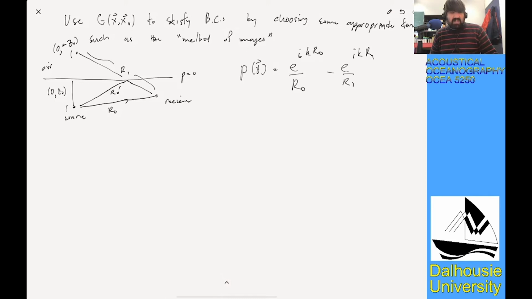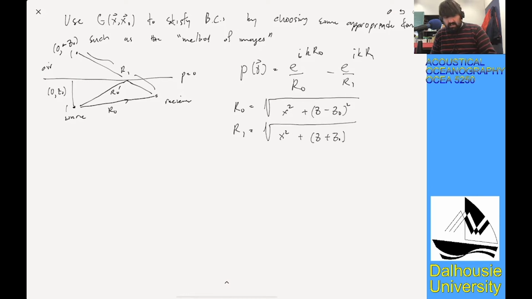So now let's do just a little bit of regular old geometry to simplify the solution and see if we can learn anything else about it. We could plot it as is, but let's see if we can simplify it. So how can we write R naught? R naught is the square root of x squared plus (z minus z naught) squared. And similarly, R1 is the square root of x squared plus (z plus z naught) squared. Okay. And now we can use the binomial expansion to simplify these a little bit, to bust them out of their square root signs.